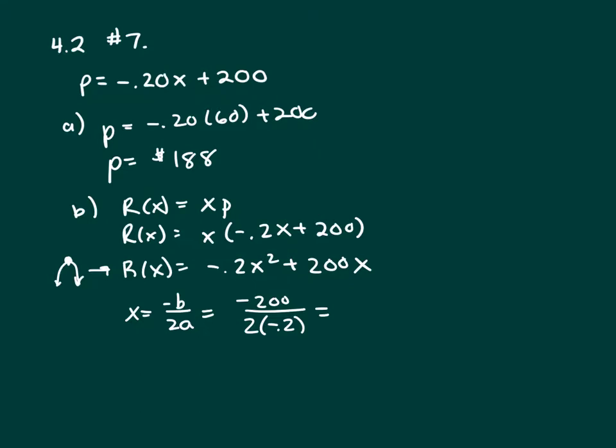Of course, we know that's going to be a negative 100. And then divide that by a negative 0.2. And that's 500. So 500 units. And then that's your X.